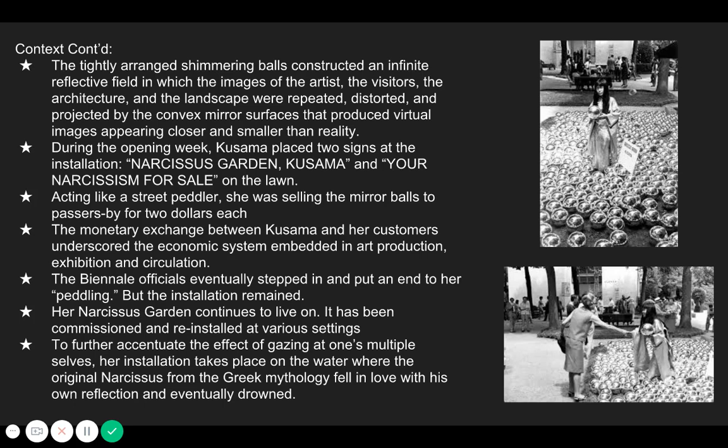And eventually, the Biennale officials stepped out and put an end to her peddling, but the actual installation was allowed to remain. Her Narcissist's Garden continues to live on. So like I said before, it's been reinstalled in many, many places and recommissioned and put in various settings.